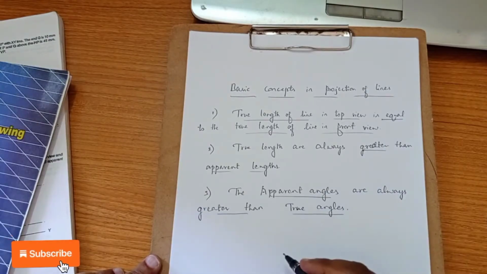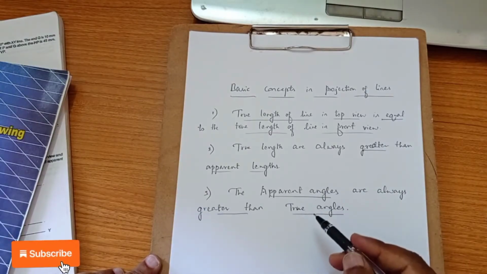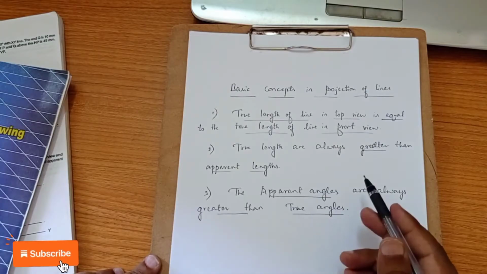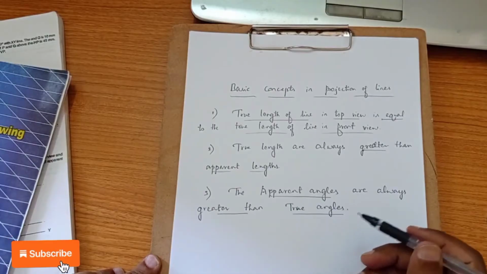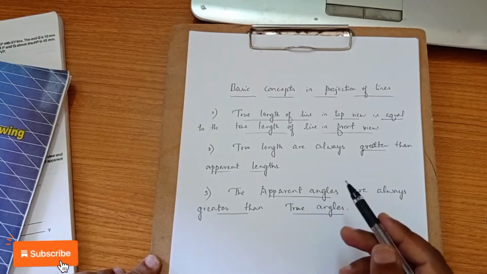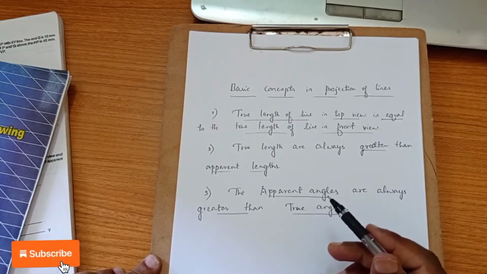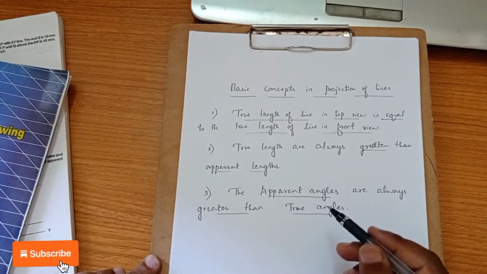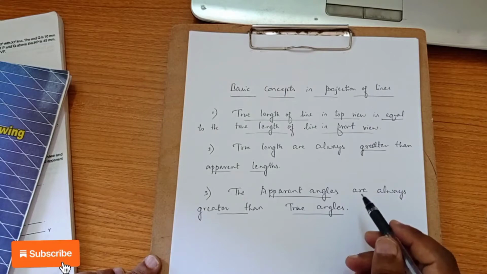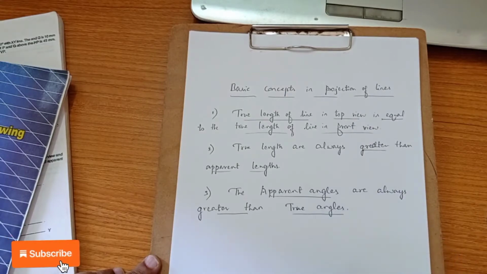This is one of the differences. So when solving the problem, we should make sure the true lengths are always greater than the apparent lengths, and apparent angles are always greater than the true angles. The true lengths in the top view and in the front view are always the same. Say the true length is given as 80 mm in the front view; in the top view also the true length is exactly 80 mm. So these are the basic concepts in projection of lines.